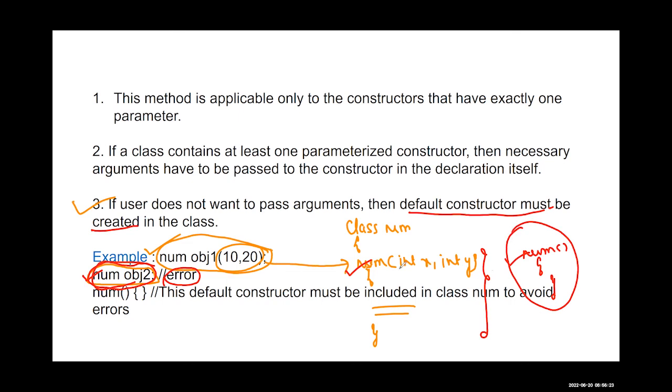Remember, if I have a parameterized constructor, and there is a case where I have to invoke a default constructor, then I have to have the default constructor also available in my program. Otherwise there will be an error in the program. Now let us see if I can combine all these three methods.